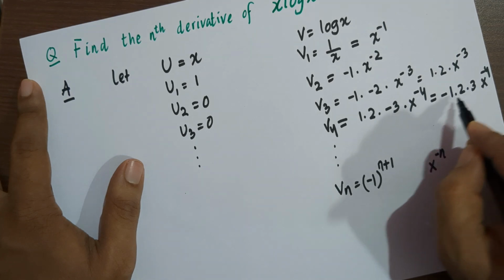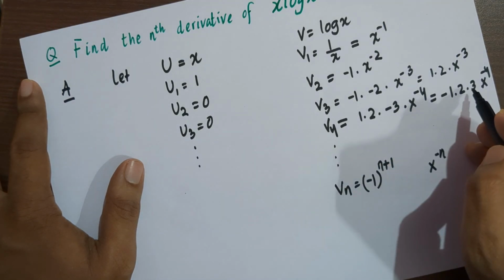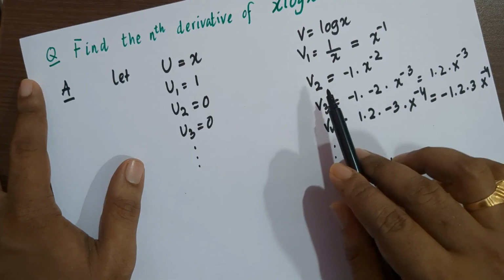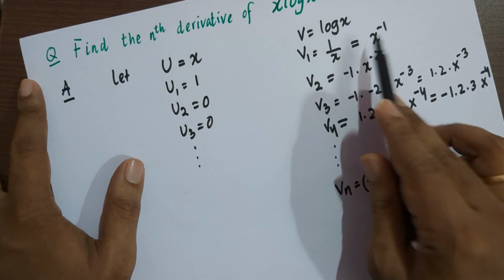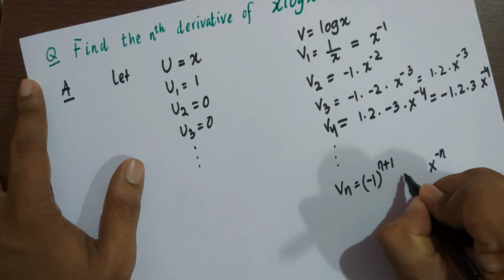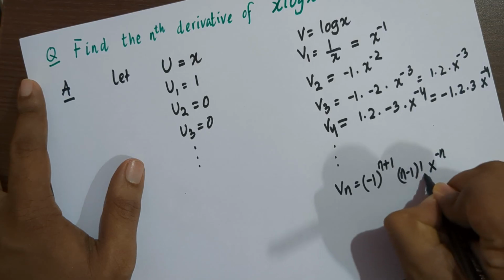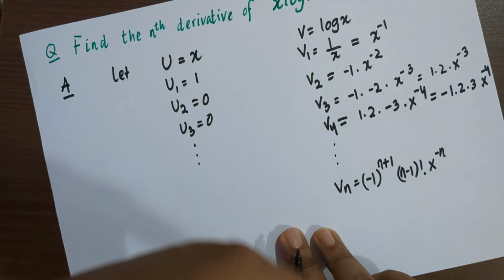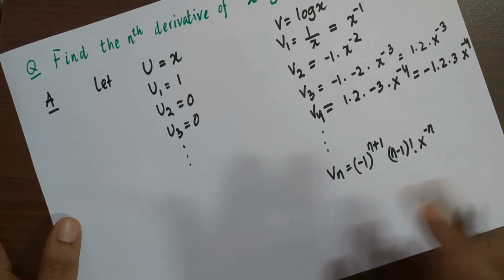And what about other terms? In 4 we have 3 times 2 times 1, so it is 3 factorial. For 3 it is 2 factorial. For 2 it is 1 factorial. For 1 it is 0 factorial, which is 1. So for n it is n minus 1 factorial. So here we have derivatives of u and derivatives of v. Let's apply the Leibniz theorem.